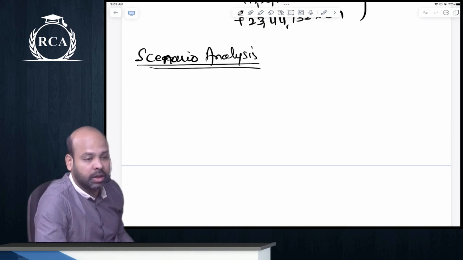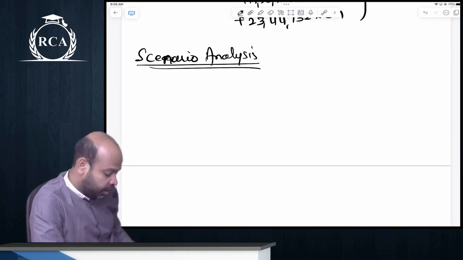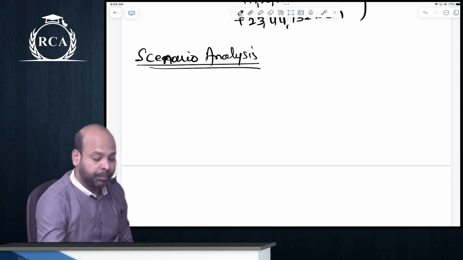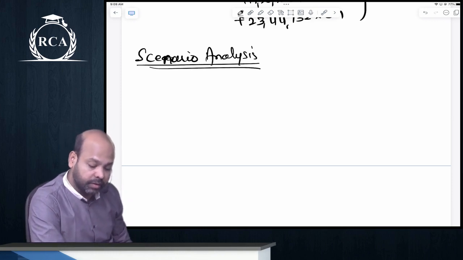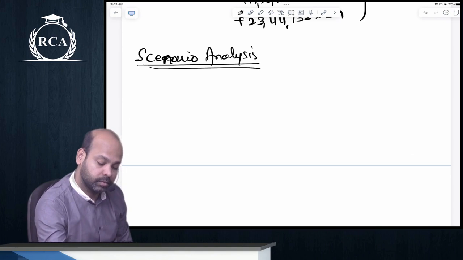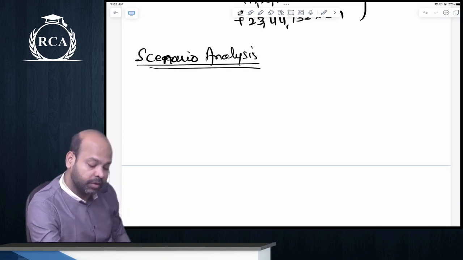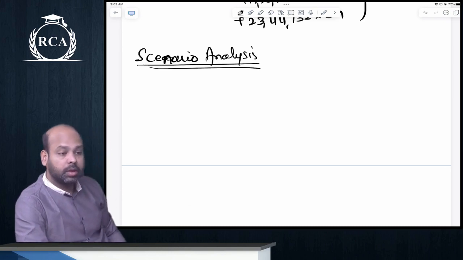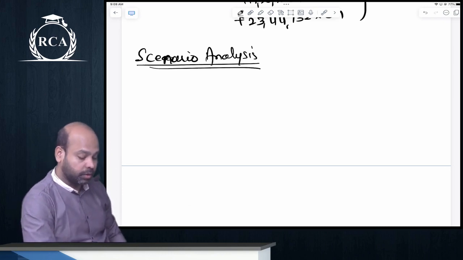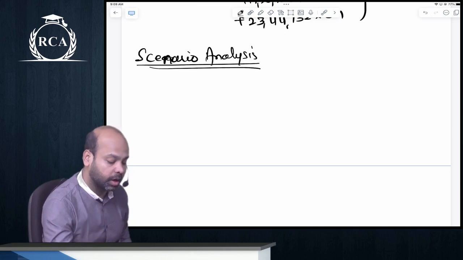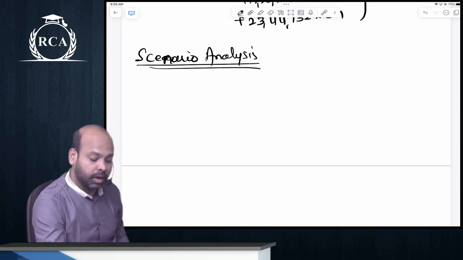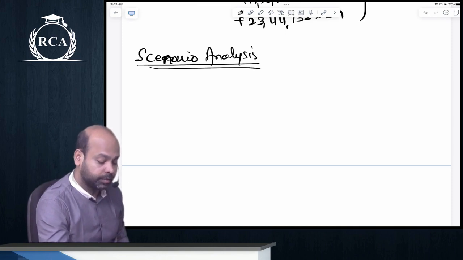Expected values are considered. Decision is then taken on the basis of the chance of occurrence of each scenario.